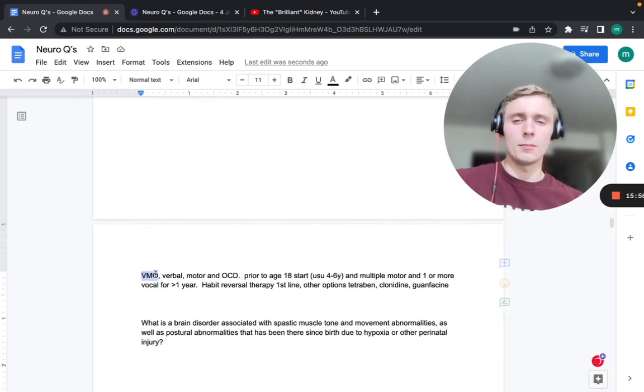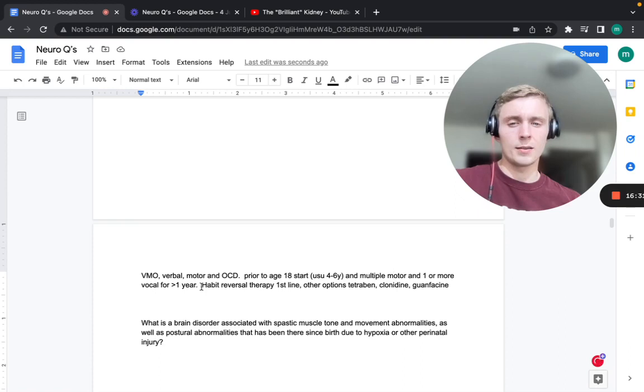So VMO, that's how I remember it, kind of like vastus medialis obliquus, but in this case it's verbal, motor, and OCD. So this is what these patients have: verbal tics, motor tics, and also OCD. And it's prior to age 18 at start. It's usually 4 to 6 when they start, but prior to age 18 is part of the criteria. And they have to have multiple motor and 1 or more vocal tics for at least a 1-year period.